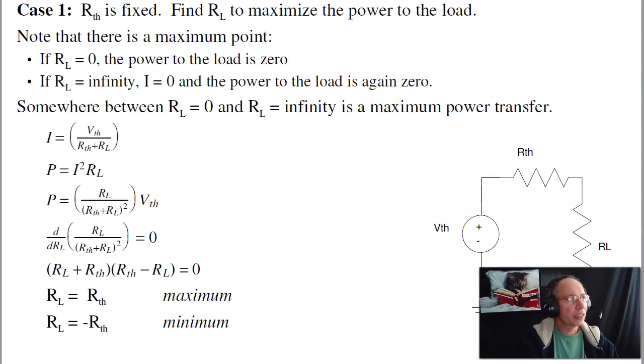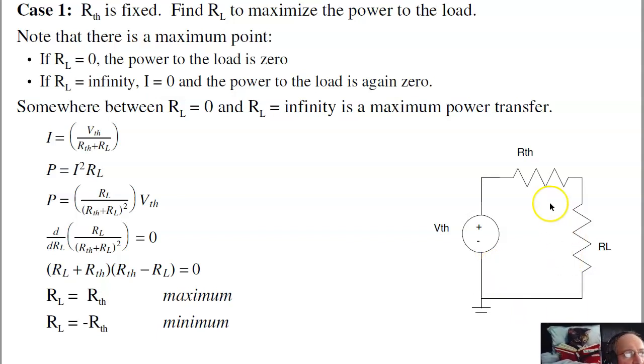And you know there's going to be a maximum. Let's take the limits. If I have this circuit, let RL be general. The current is V Thevenin over R Thevenin plus RL. The power is I squared R. So the power is going to be RL over R Thevenin plus RL squared times V Thevenin squared. The maximum is when the derivative is 0.